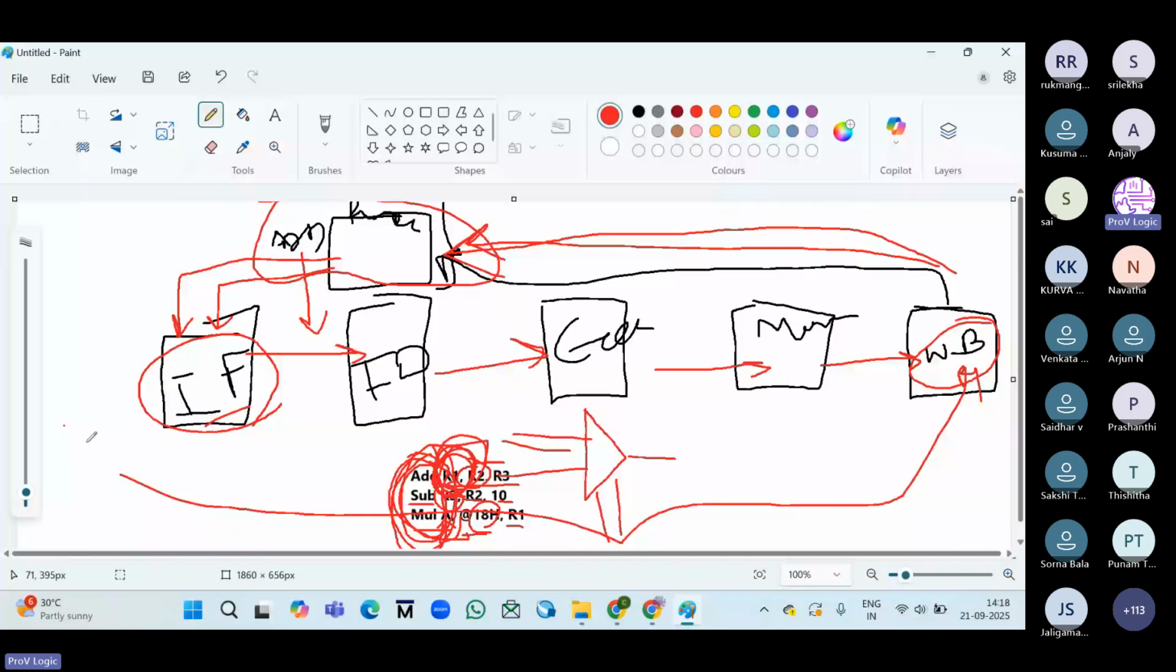Did everyone understand? All of this will come in hardware. For instruction fetch there will be a hardware, for decode there will be a hardware, like that.